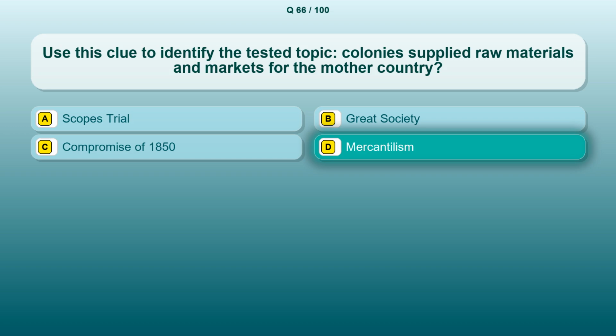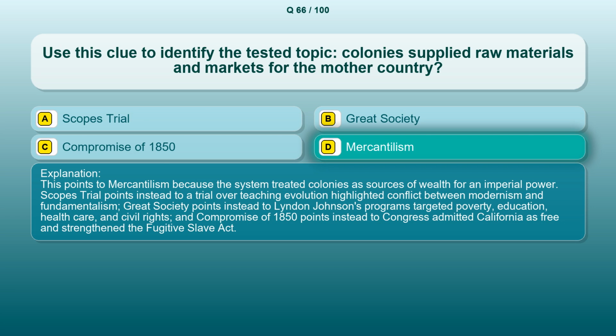The correct answer is option D, Mercantilism. This points to mercantilism because the system treated colonies as sources of wealth for an imperial power. Scopes Trial points instead to a trial over teaching evolution that highlighted conflict between modernism and fundamentalism. Great Society points instead to Lyndon Johnson's programs targeting poverty, education, healthcare, and civil rights, and Compromise of 1850 points instead to Congress admitting California as free and strengthening the Fugitive Slave Act.